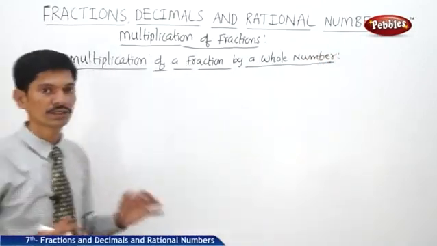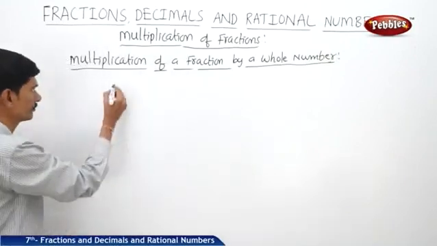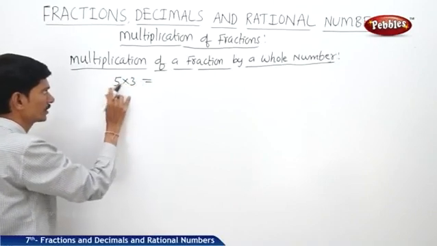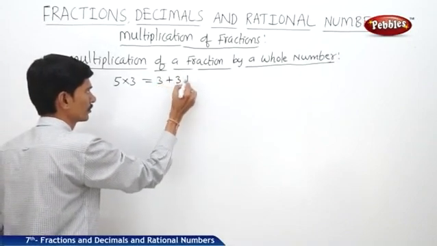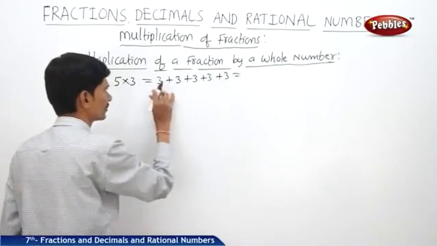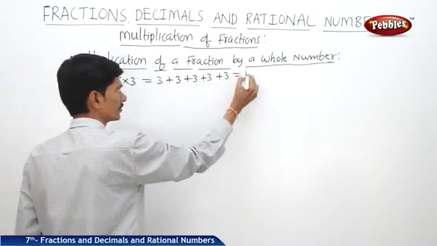Now we know that multiplication is nothing but repeated addition. For example, if you want to find 5 into 3, so 5 times 3, we will add 3 five times. So this gives 3 plus 3, 6 plus 3, 9 plus 3, 12 plus 3, 15.